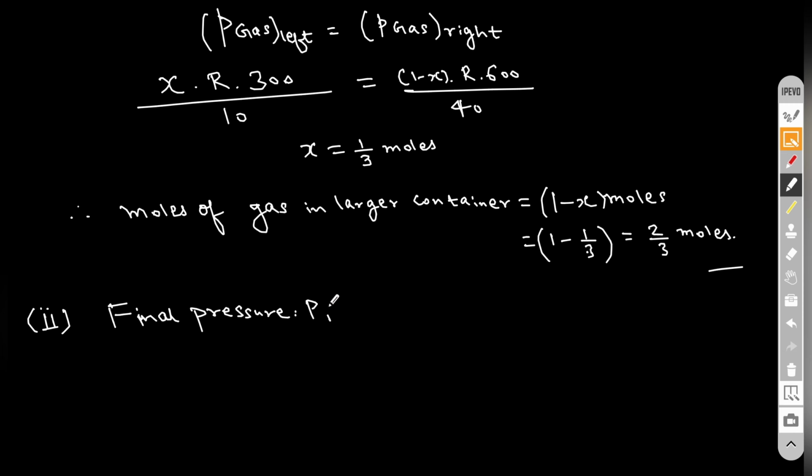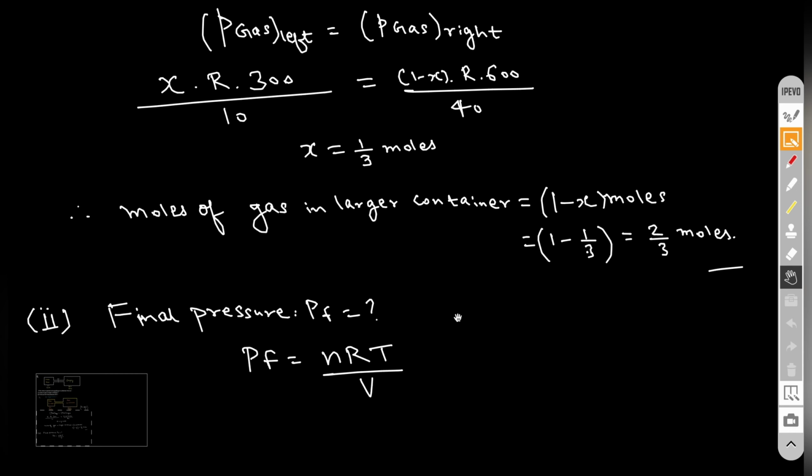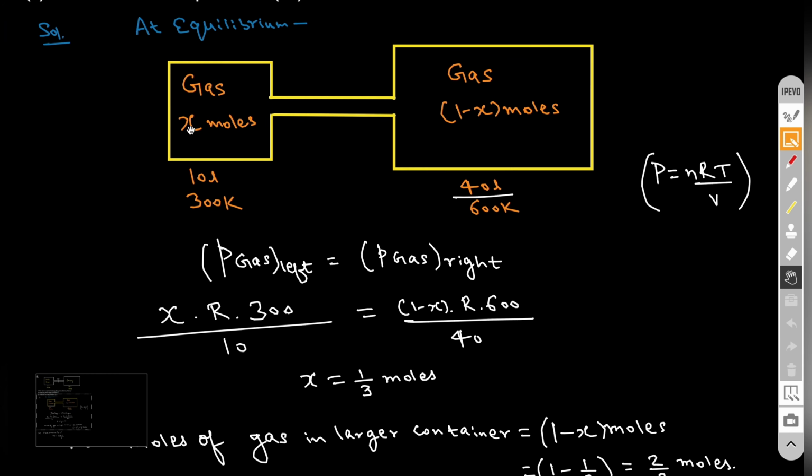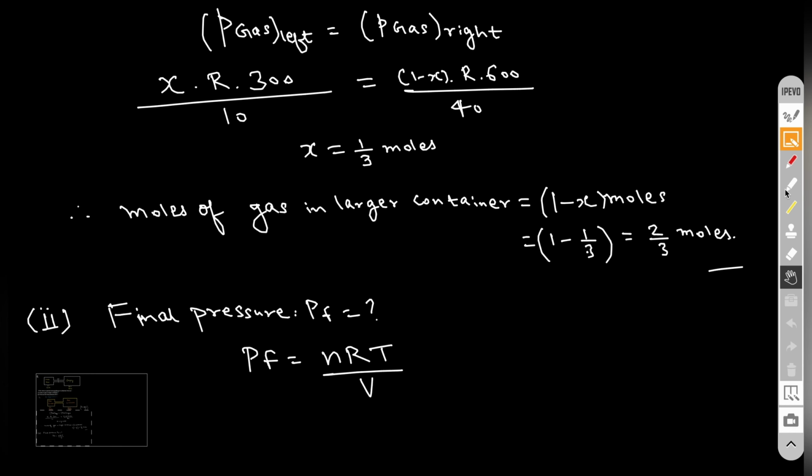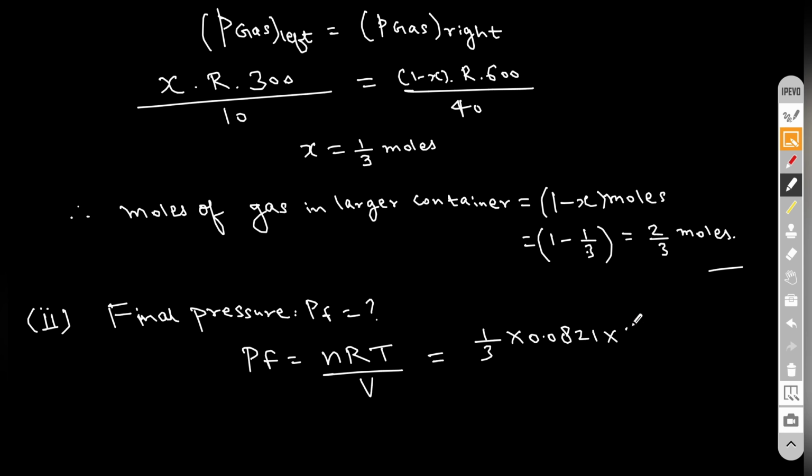Final pressure will be PF. So PF will be nRT divided by V. So we'll take any of these containers. Let's take the left one. You can verify for the right one as well. So its moles is 1 by 3, which is x, multiplied by R, which is 0.0821, multiplied by temperature, which is 300, divided by volume, which is 10. And on solving, we'll get the final pressure, which is 0.818 atmosphere.